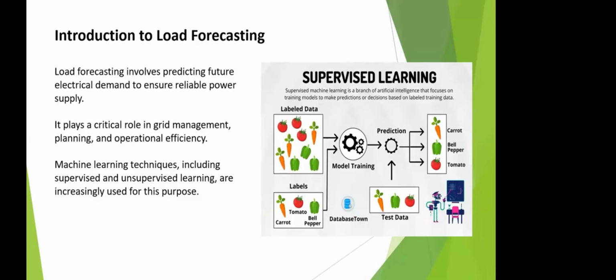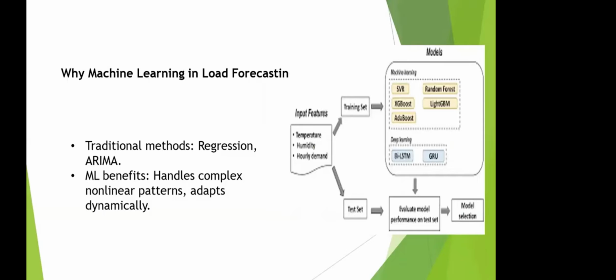By leveraging historical data, weather conditions, and other relevant features, machine learning models can provide more accurate and scalable solutions for load forecasting across different time horizons. So why is machine learning utilized in load forecasting? In traditional methods like regression and ARIMA, we are dependent on the time horizon: short term, that is minutes to days, medium term, that is weeks to months, or long term, from months to years.